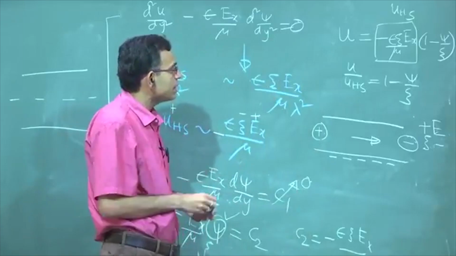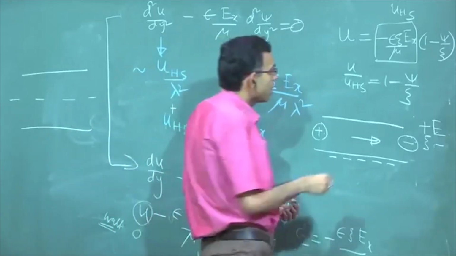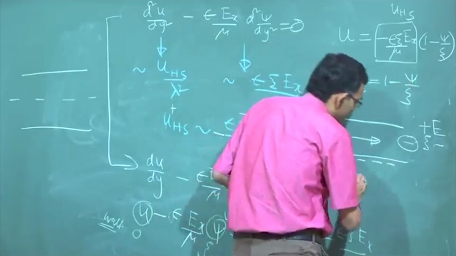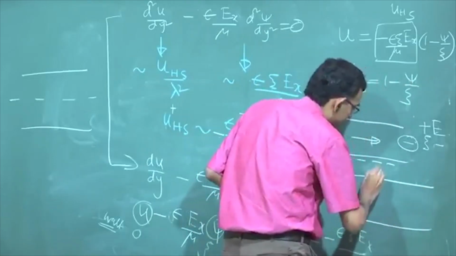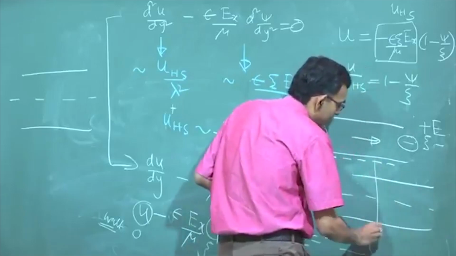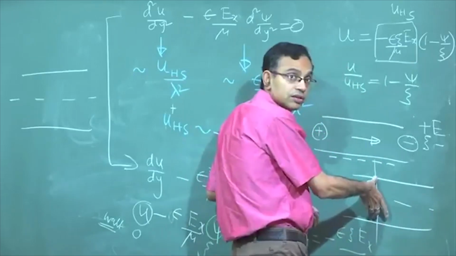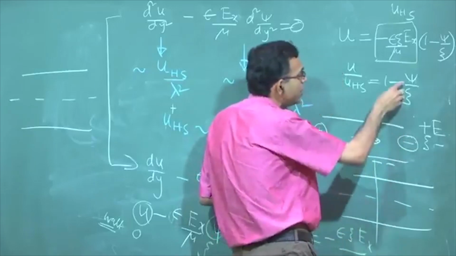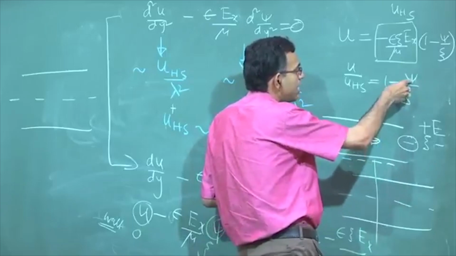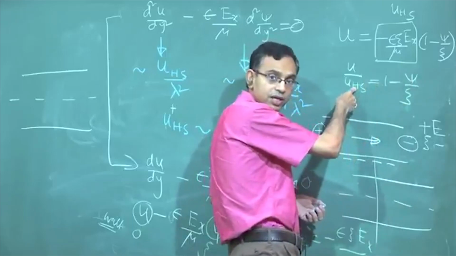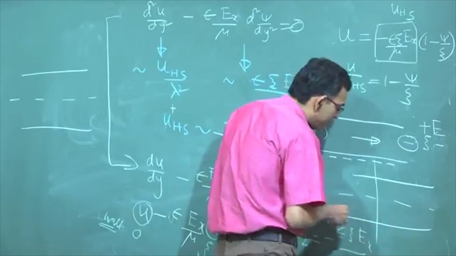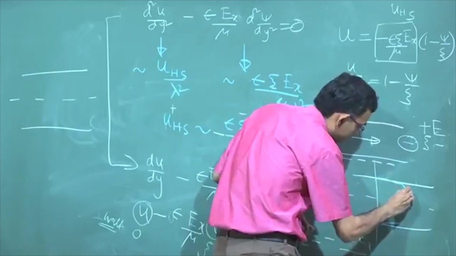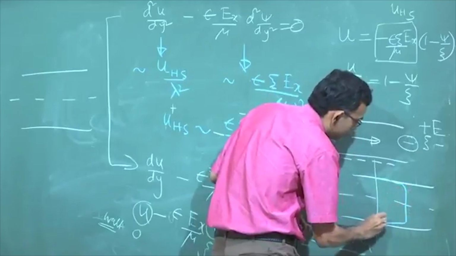So what kind of velocity profile it is? Psi will be 0 outside the electrical double layer, and let us say this is the channel. The channel is micron sized, and the electrical double layer is say within 10 nanometer. So within 10 nanometer only you have this variation, outside that psi is 0, so u is UHS. So the velocity profile is something like this, almost uniform.